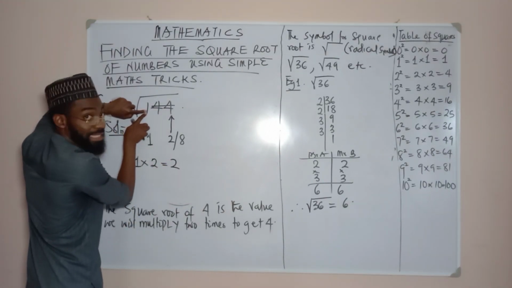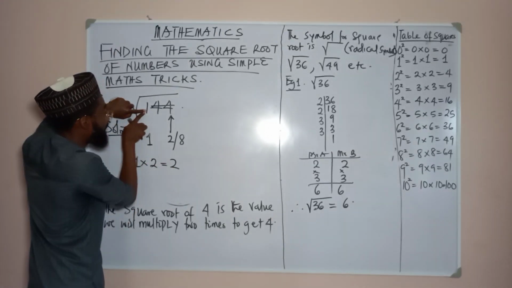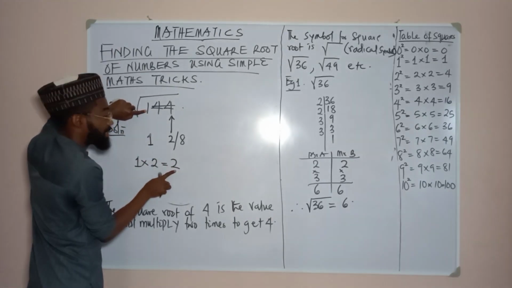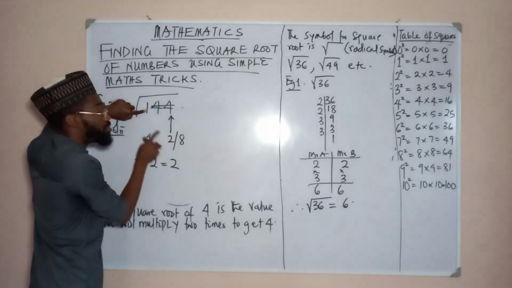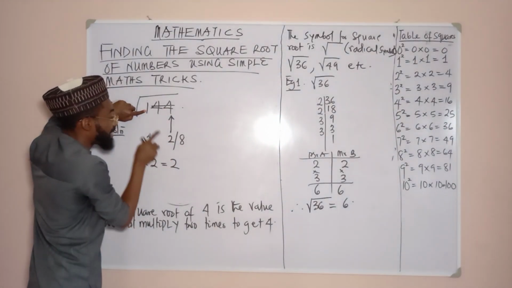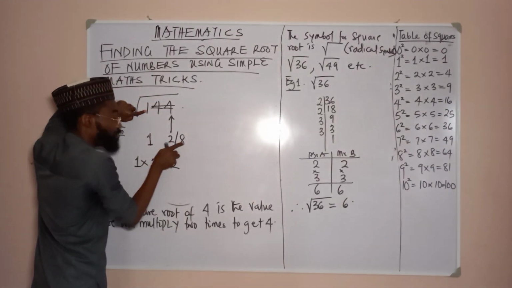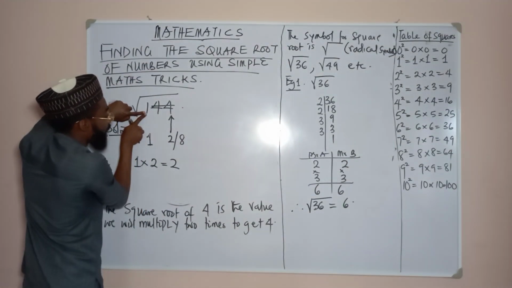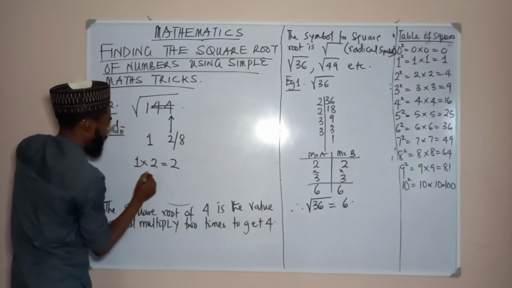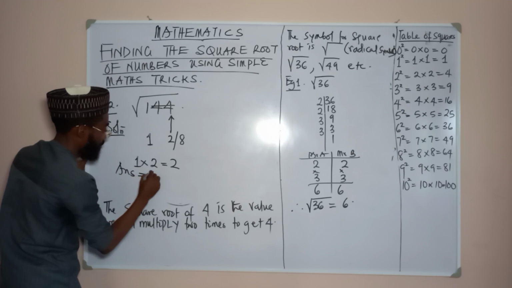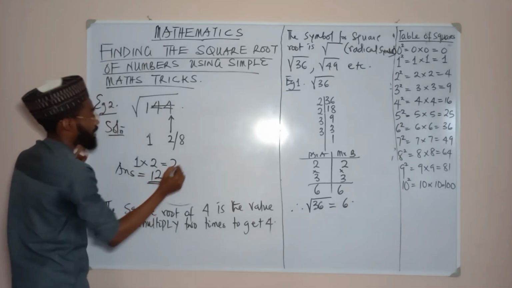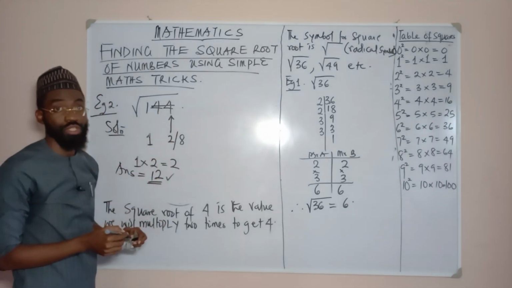Compare it with this particular value you didn't cancel. If this is smaller than this, then you pick the smaller value. But if this is bigger than this, you pick the bigger value. So since 1 is smaller than these 2, it means that our answer is going to be 12. And you know that 12 times 12 is going to give you 144.